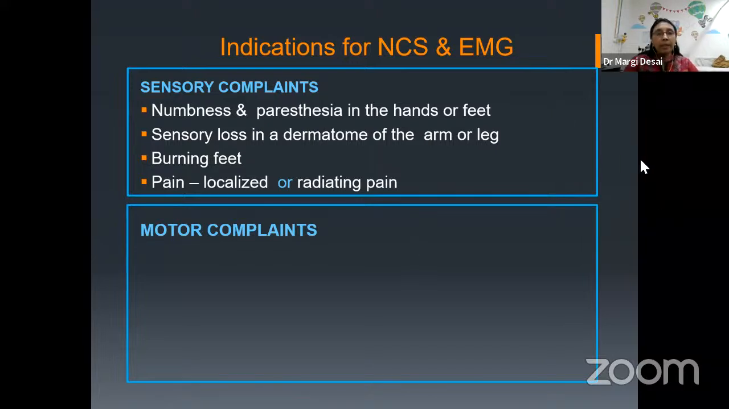Okay. The top indications for nerve conduction and EMG are sensory complaints. Whenever a child has numbness or paresthesia in the hands or in the feet, it's an indication to do a nerve conduction study. If this numbness, that is the sensory loss, is confined to one arm or a hand or a leg, that's also an indication for nerve conduction study. And of course, burning feet and pain, pain which can be localized or radiating pain, such as sciatica.